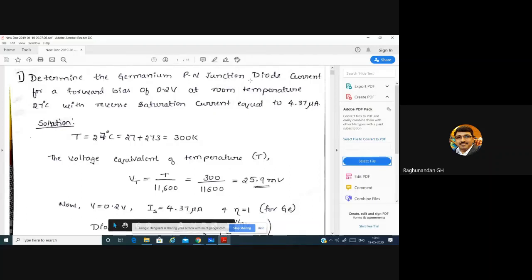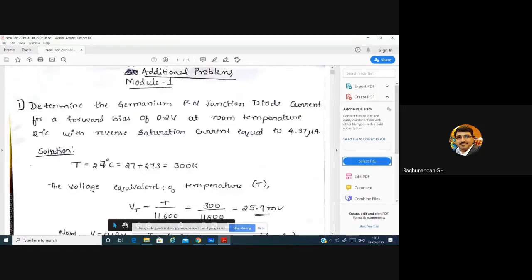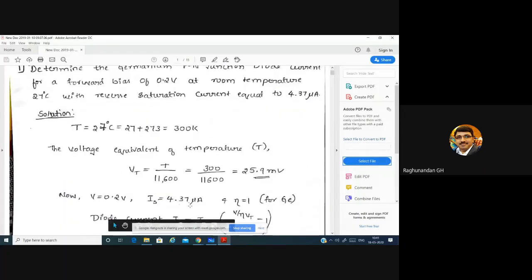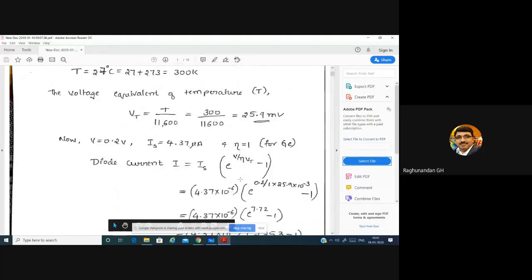Now the forward bias voltage is 0.2 volt. So V is given, the reverse saturation current is given as 4.37 microampere, and eta for germanium is 1 and for silicon it is 2. So this is the diode current equation which I told you to remember: I is equal to Is into e to the power of V by eta Vt, minus 1. So this is the diode current equation.